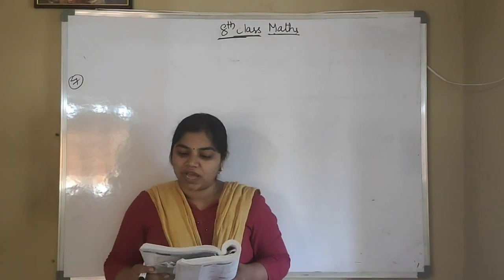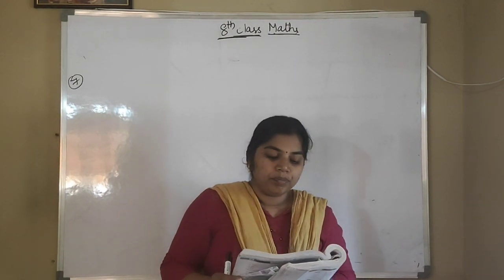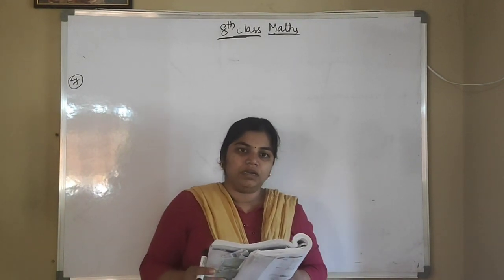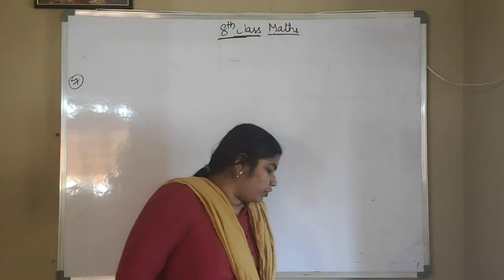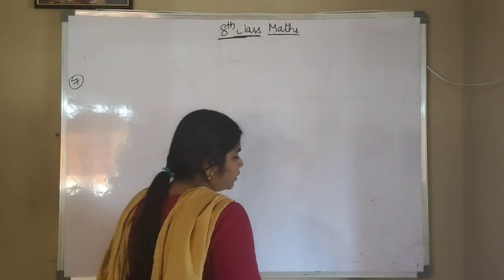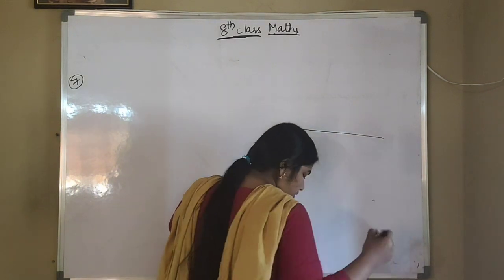what is the height of the last pillar? That is 10.5 meters. So find the height of each pillar. What will you write first? The height of the first pillar. First you draw the diagram here.